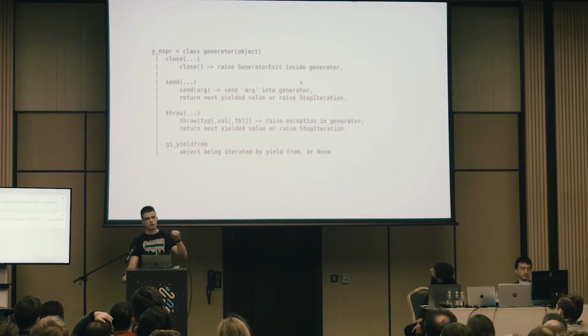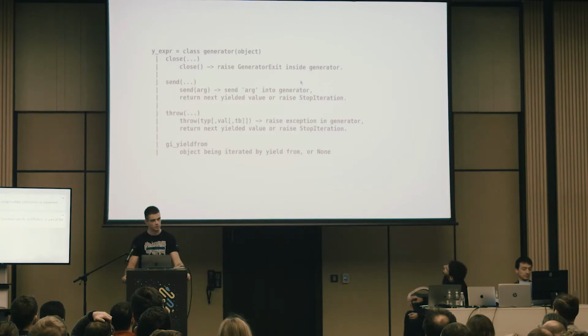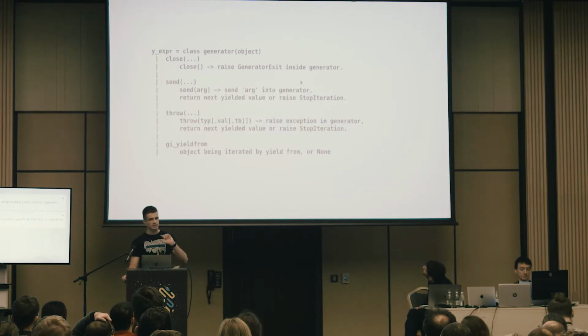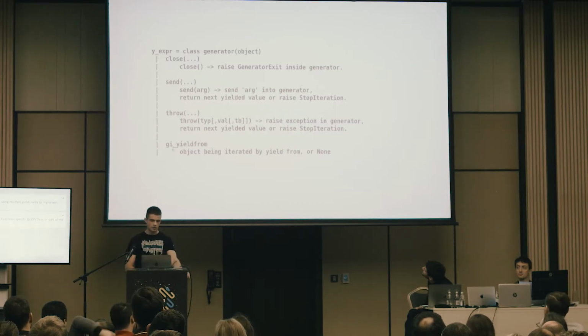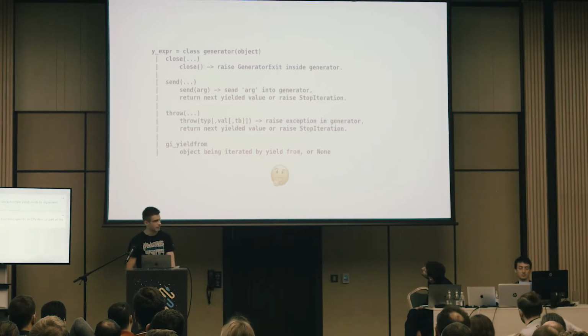Send lets you send stuff into the yield statement, and it evaluates to whatever you're sending into it. And throw is kind of a combination of both. You are sending stuff into it, but the thing you're sending doesn't evaluate, it raises. So you throw in an exception, which gets raised at the yield statement. And I've also included this yield from descriptor down here because it kind of foreshadows what's about to come.